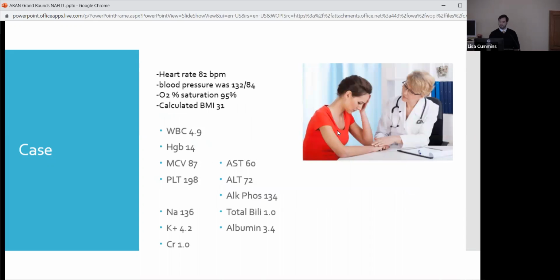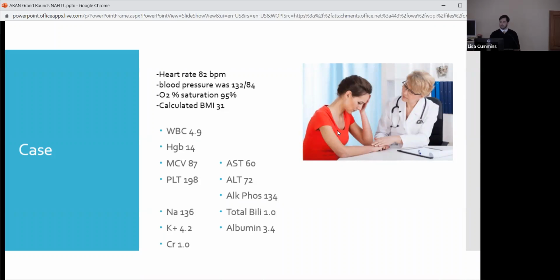When she gets to your office, she has a heart rate of 82 beats per minute. Her blood pressure is 132 systolic. She's got an O2 sat of 95%. BMI is 31, excuse me. Her other labs are pretty unremarkable at first glance. White blood cell count's normal. Hemoglobin's fine. MCV is okay. Her platelets are 198. That's not red, so you think that's fine also. The sodium's 136. Potassium and creatinine are within normal limits.